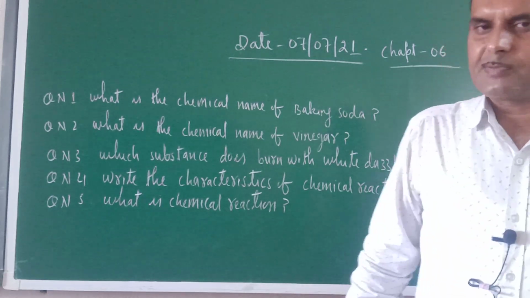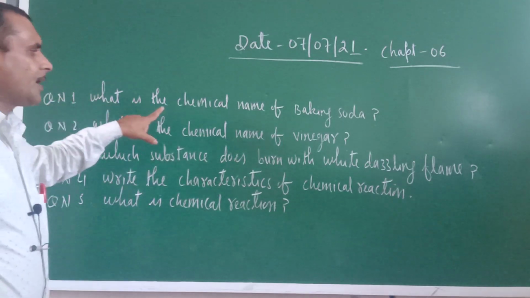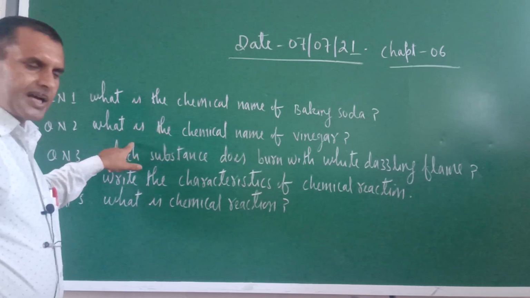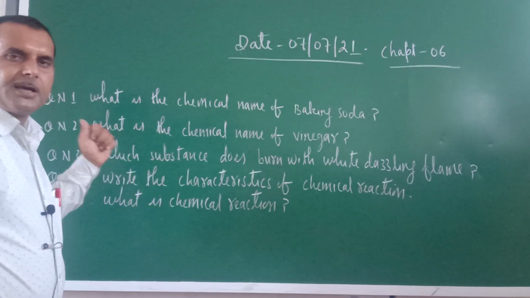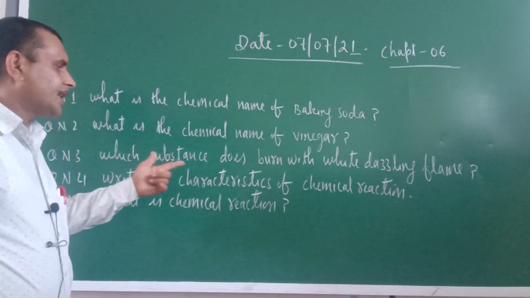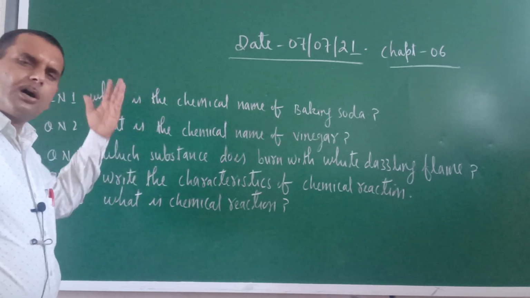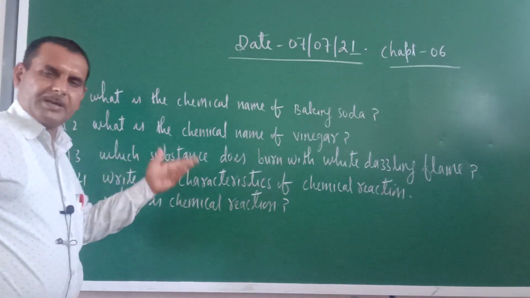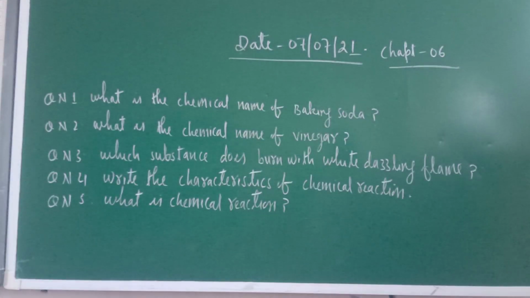In this way, the duration of today's video is over. Now here I wrote some questions. What is the chemical name of baking soda? Sodium hydrogen carbonate. What is the chemical name of vinegar? Acetic acid. Which substance burns with a white dazzling flame? Magnesium ribbon. Write the characteristics of chemical change: evolution of gas, production of sound. All those things you should write. 5 characteristics are there. What is a chemical reaction? In the beginning only I told you, so please write down the answers, and now complete your notebook. Thank you.